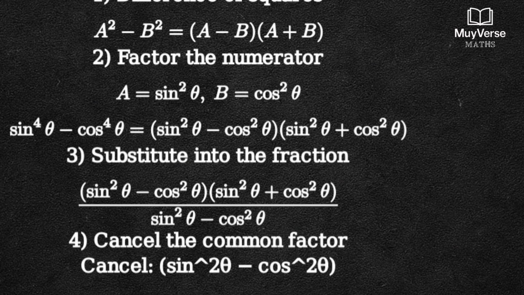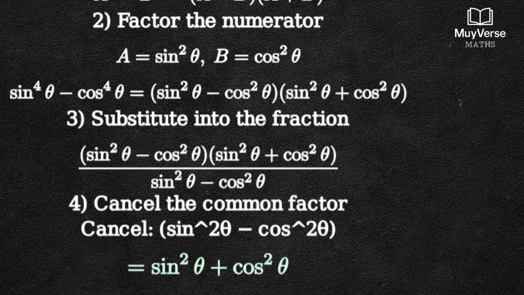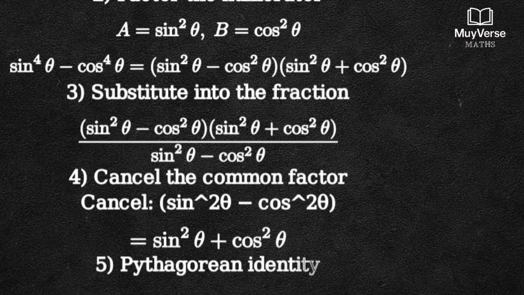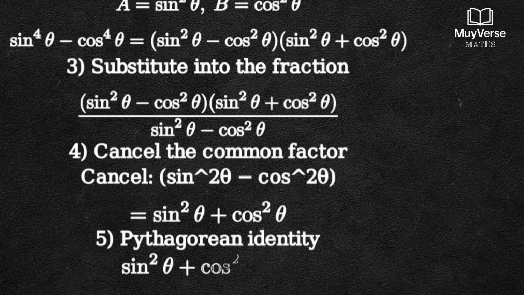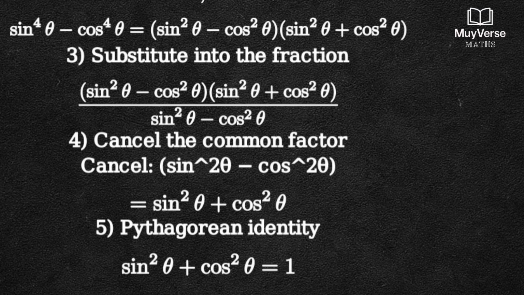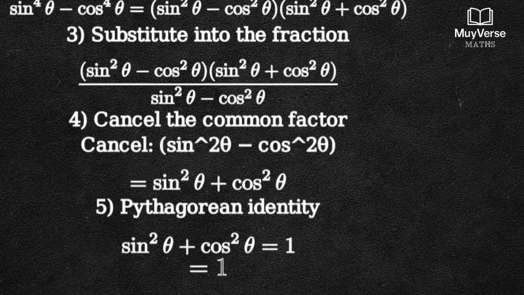Step 5. Use the Pythagorean identity. Sine squared theta plus cosine squared theta equals 1. Therefore, the original fraction simplifies to 1. Proof complete.